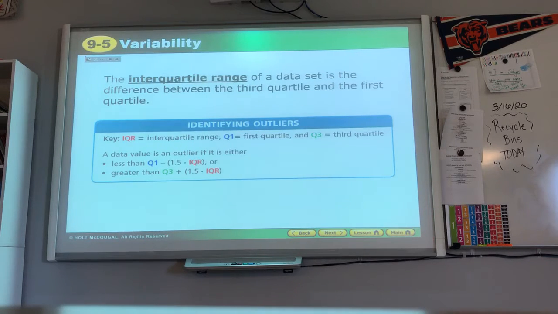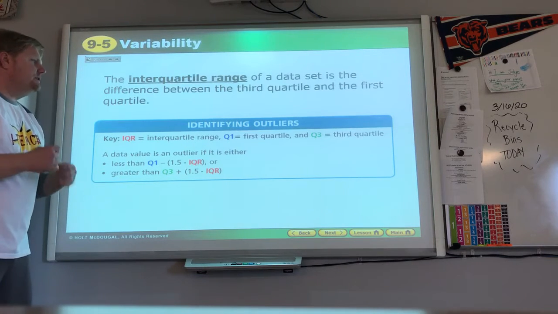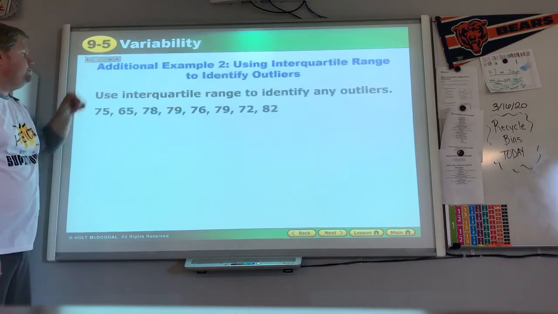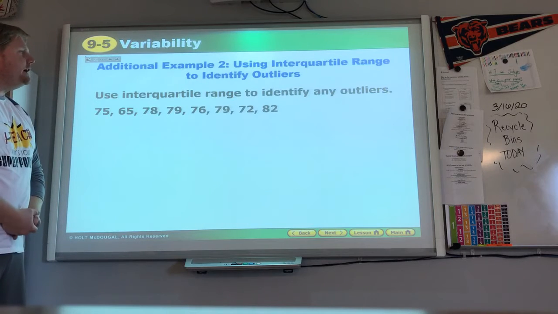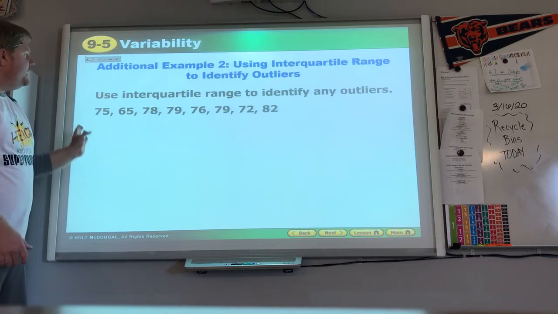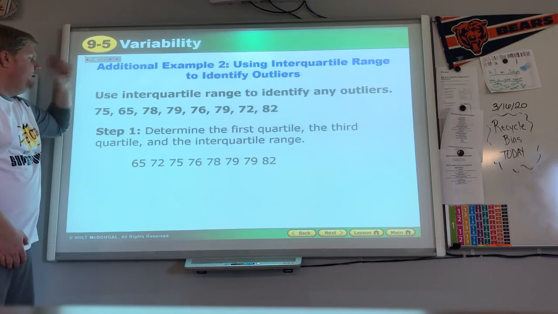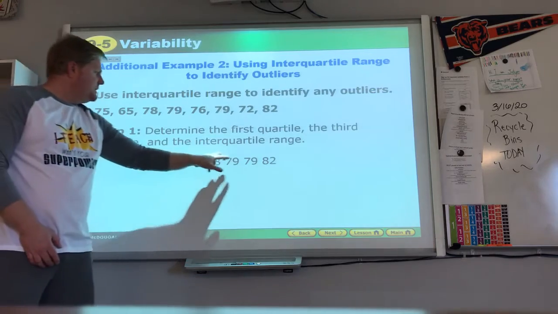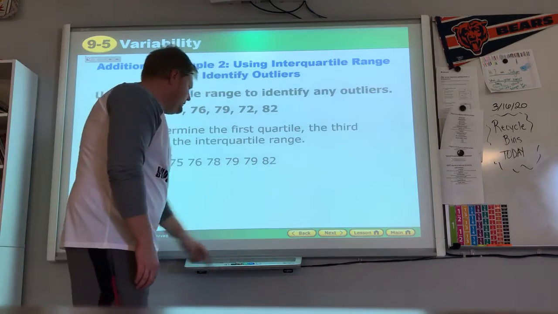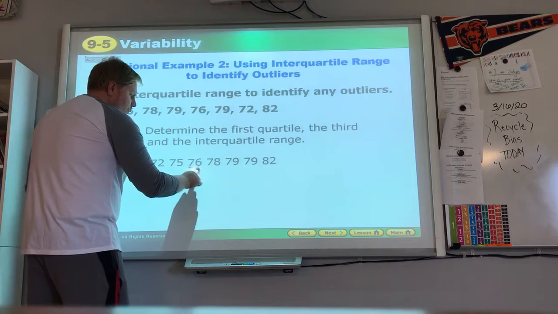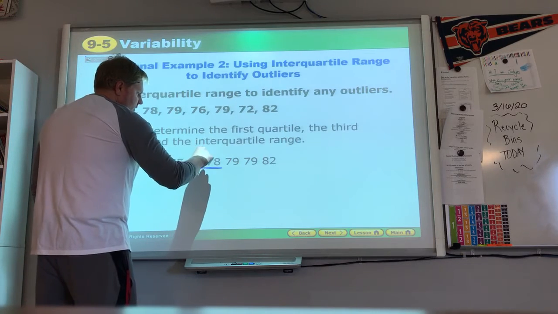Less than quartile minus, greater than quartile plus. We could look at all that, or we could realize it's what the box covers. So use the interquartile range to identify any outliers. So we've got all these numbers. We're going to put them in order. Okay? When we put them in order, 2, 4, 6, and 8. Oh my gracious, why don't they give us an odd number? So we look at our median, 77.